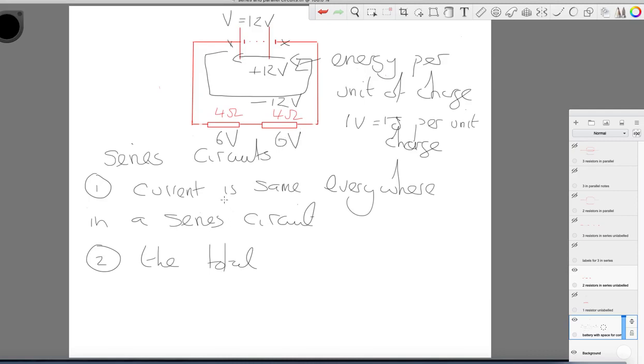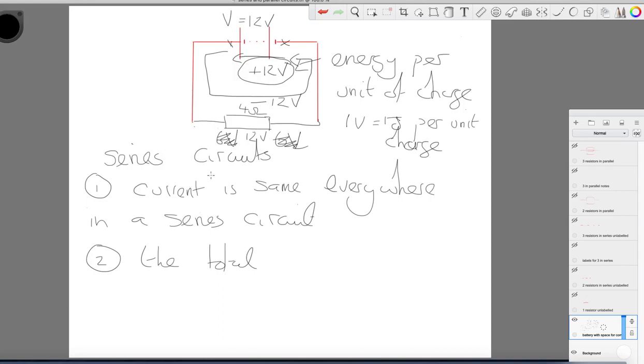Now, if we had just the one resistor in there, then the whole 12 volts would be dropped across that one resistor. So if I took away my 2 4s and I put in a single 4 ohm resistor, then we wouldn't have 6 volts and 6 volts like we had before. The whole 12 volts would be dropped across that one resistor.